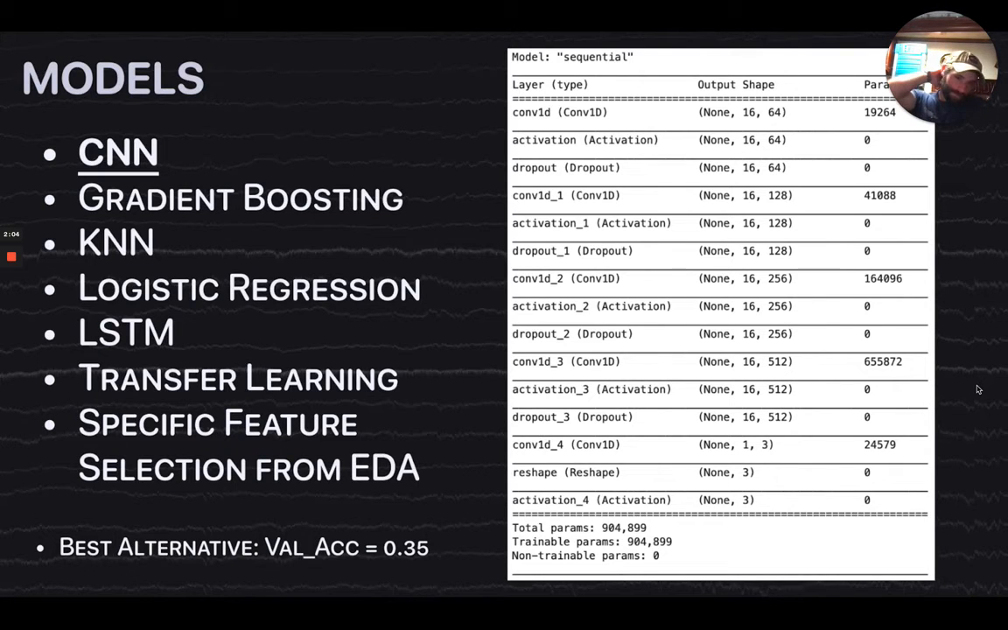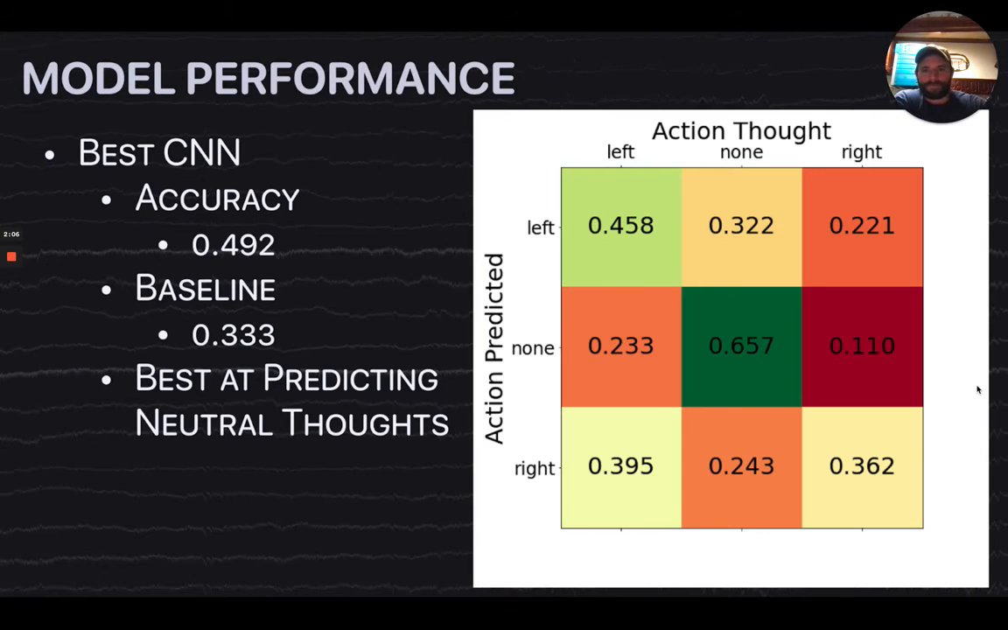It started to work, but it was still not great. So if you see from the upper left-hand corner to the lower right-hand corner, those are the accuracies of the times that I was correctly able to predict what action was thought. The overall accuracy was 0.492. That is significantly better than baseline, just not phenomenal.